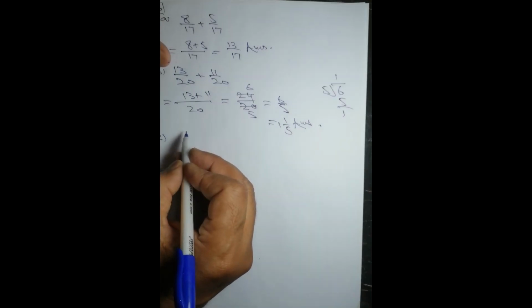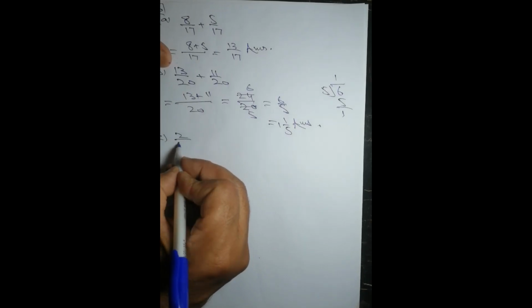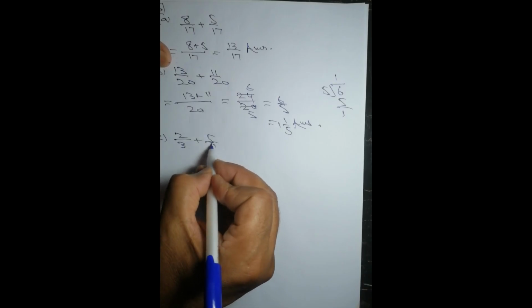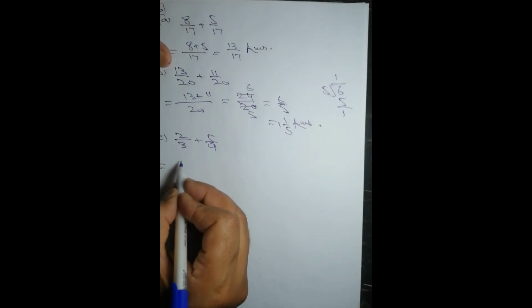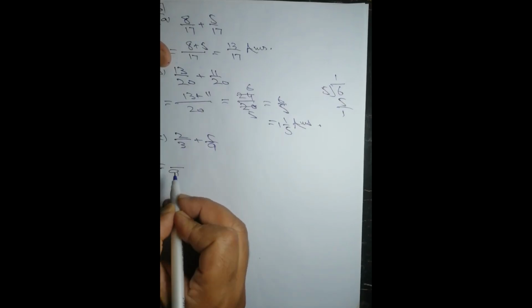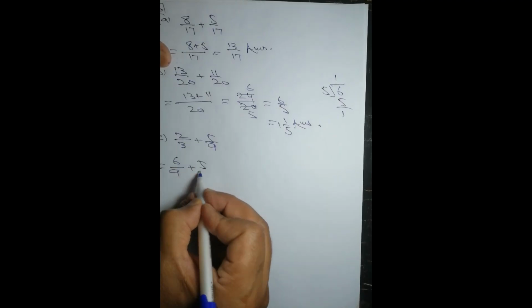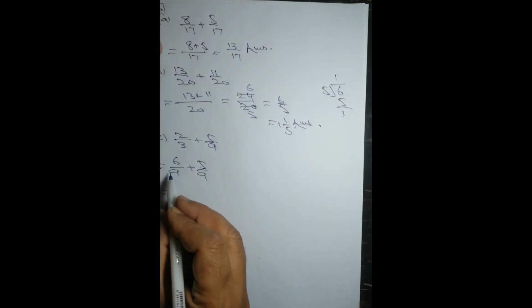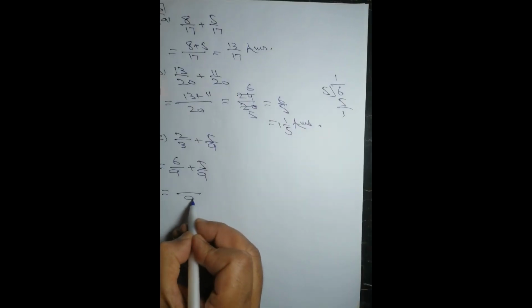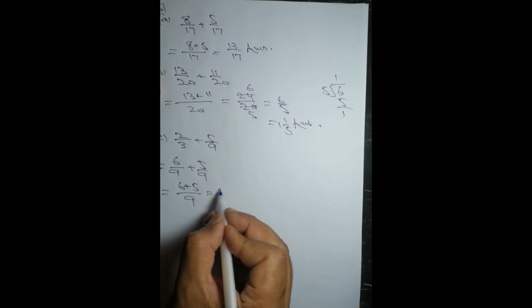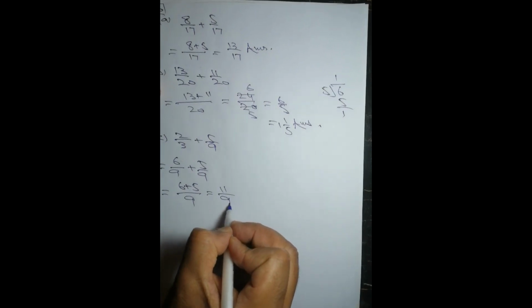Part C is 2 by 3 plus 5 by 9. So here we can make the denominator 9. 3 into 3 is 9, and 3 2s are 6, so 6 by 9 plus 5 by 9. Now the denominator is the same. This is the LCM. So 6 plus 5 is equal to 11 over 9.